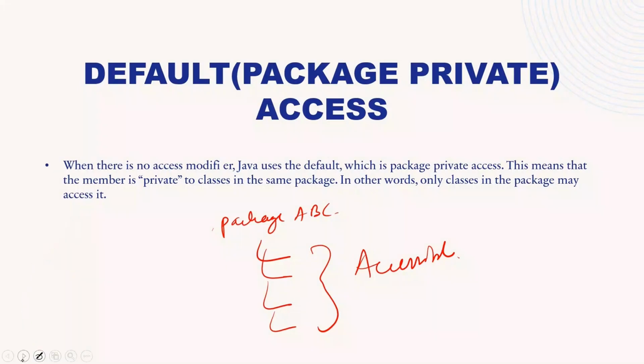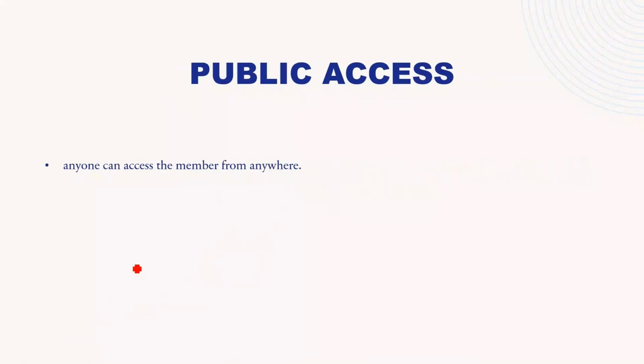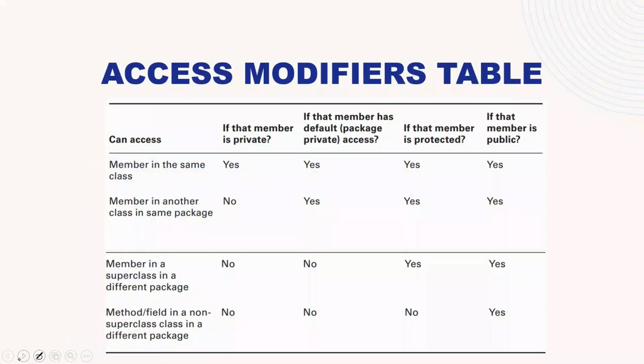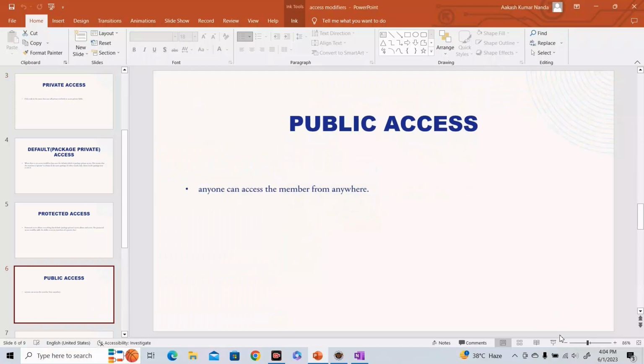Let's move on to the next one, which is protected. Protected access allows everything that default allows and a little bit more. It adds the ability to access members of a parent class, so children of that class, even if they're in a different package, will be able to access it. Next is public access: anyone can access the member from anywhere. It's complete access, guys. That's all about these access specifiers. Let us discuss this in detail with some examples and demos.